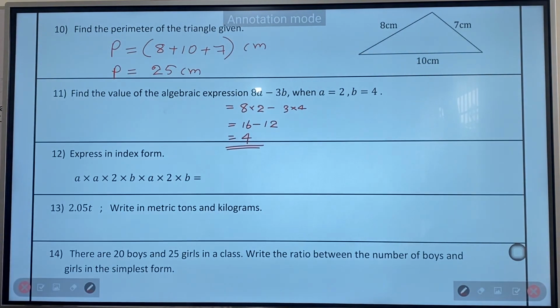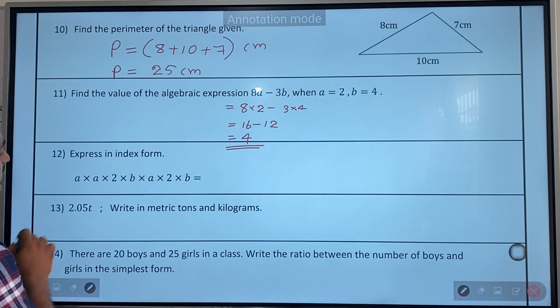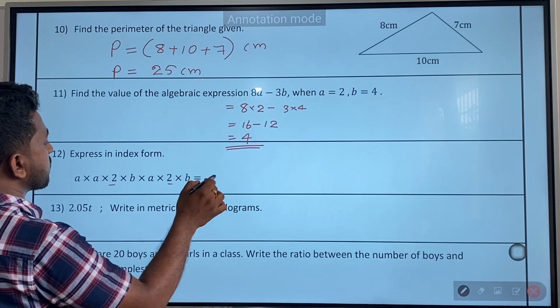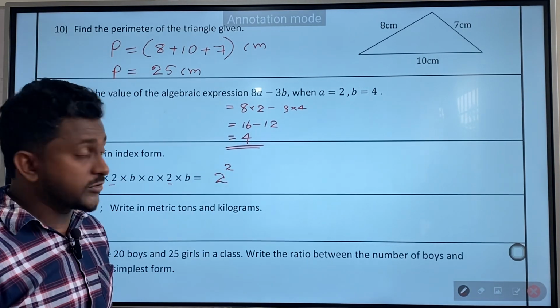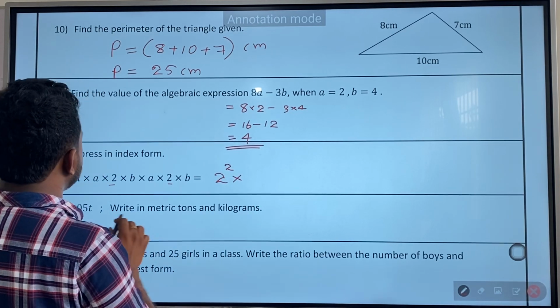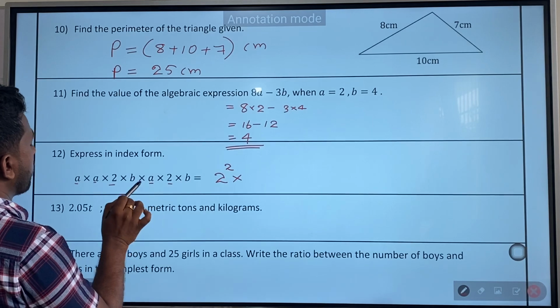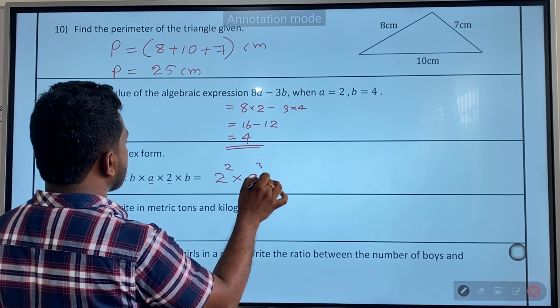Now, question number 12. Expressed in index form. What are the values here? 2 and 2. 2 into 2, we can write it as 2 to the power 2, if not 2 squared, into, then a. How many a's are there? 3. So we can write it as a to the power 3.